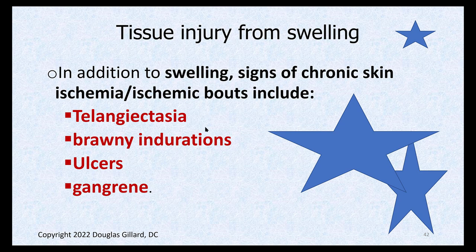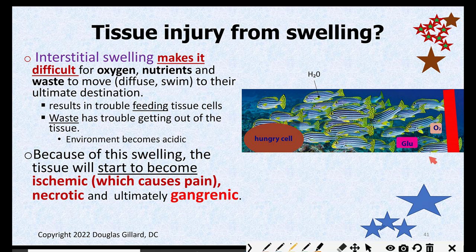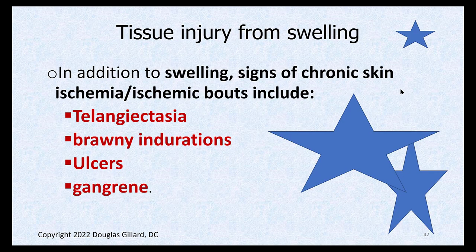We'll look at pictures. You can also get red blood cells going out into the interstitium if the pressure gets that high. You can get a red blood cell that gets out in the interstitium and it explodes and it releases something called hemosiderin. And that's like getting a tattoo from the inside out. It stains your skin brown. So that's what the brawny indurations are.